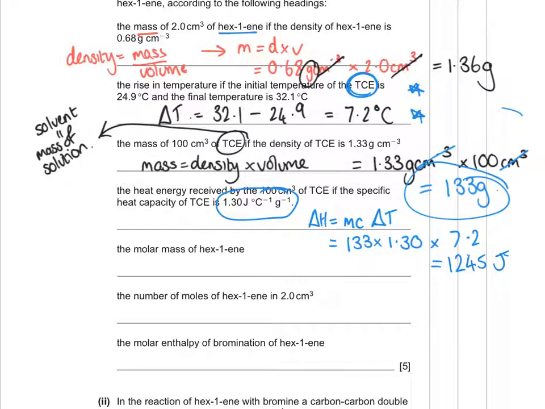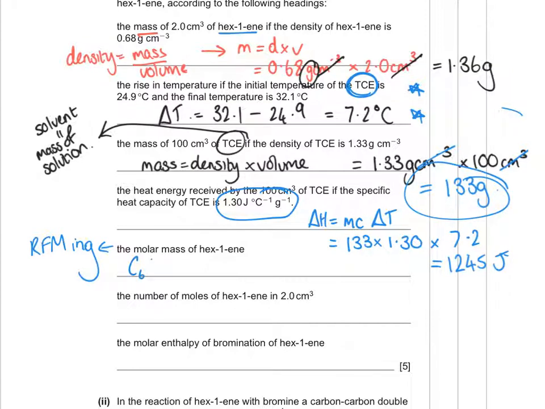Next part of the question asks you for your molar mass of hexane. Don't let that throw you off. That's essentially just the RFM in grams, because the definition of molar mass is the mass of 1 mole of a substance, which is what the RFM is. So we're just working out the RFM of hexane.